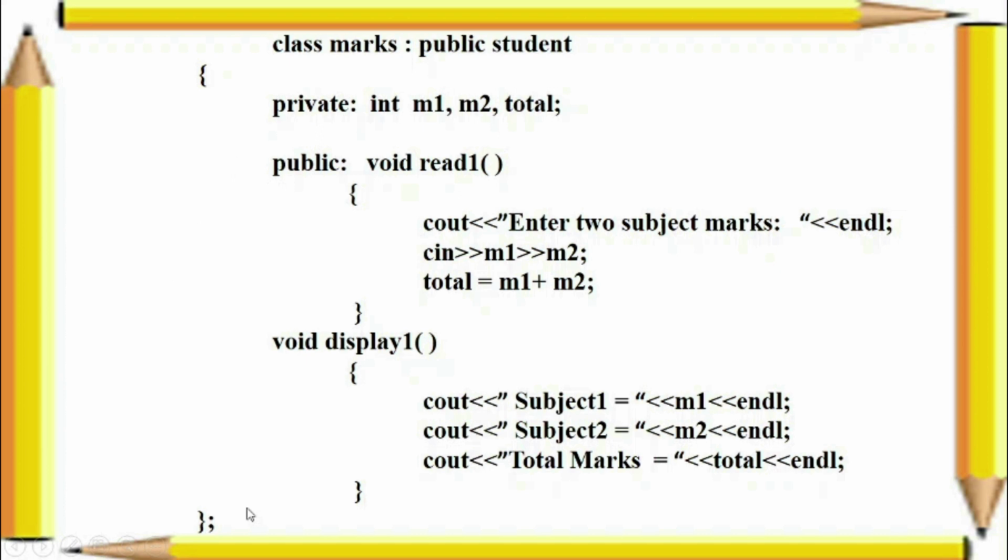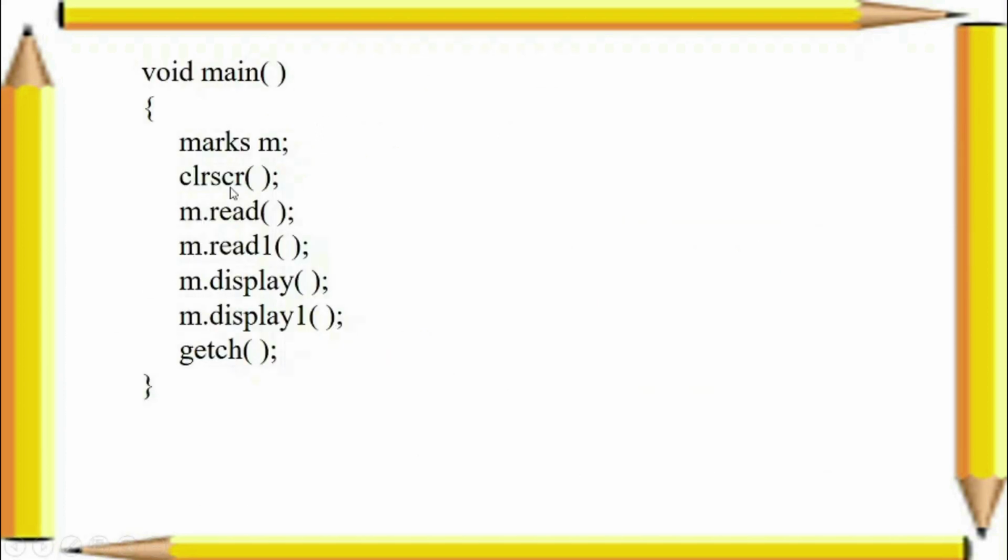Okay, now we'll go to void main, the main program, and using the derived class, we are declaring an object for the derived class. So using this derived class object, we are going to call all the member functions.